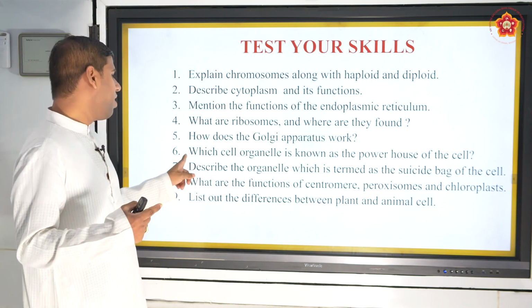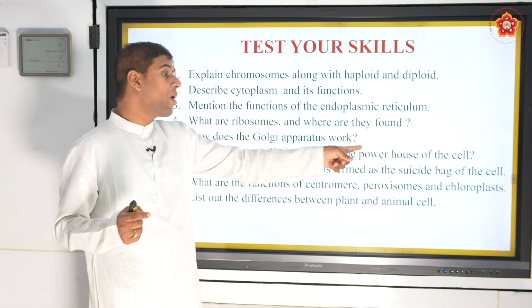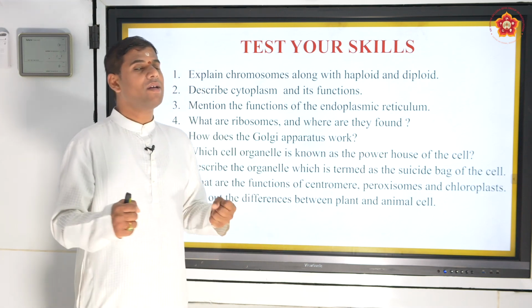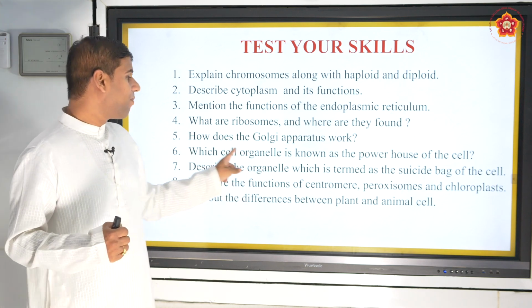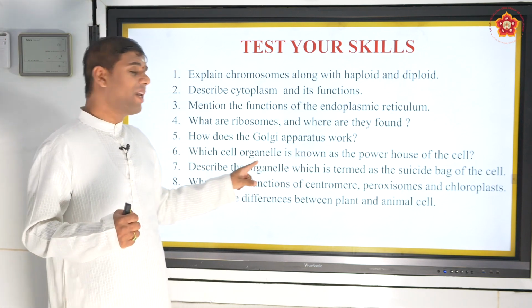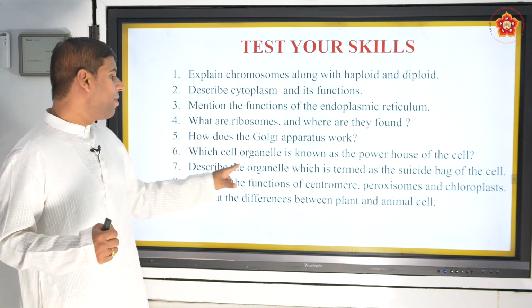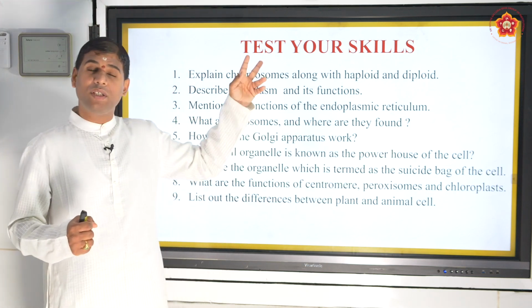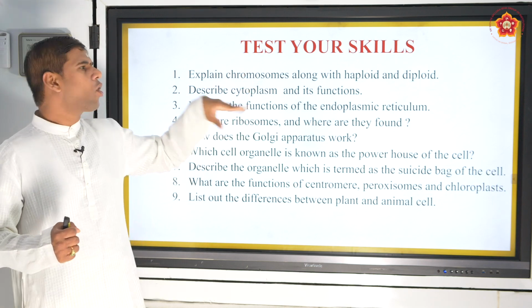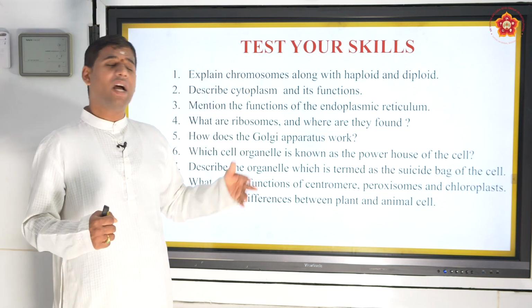Remember that, alright? Which cell organelle is known as the powerhouse of the cell? I told you about the power, ATP is power. Which cell organelle is known as that? You just remember that, and you can write it down. Describe the organelle which is termed the suicide bag of the cell. I also told you what the suicide bag of the cell is. Go back to the previous slides, you'll find the answers.